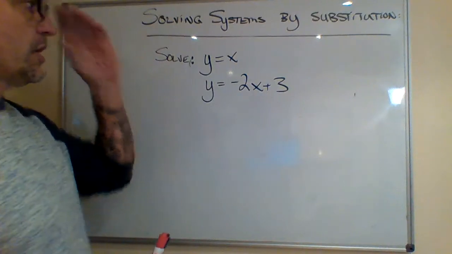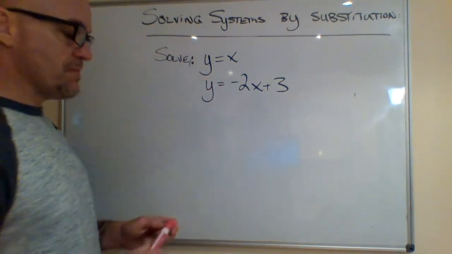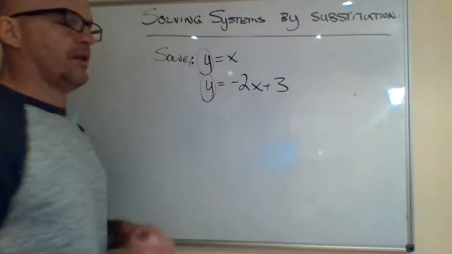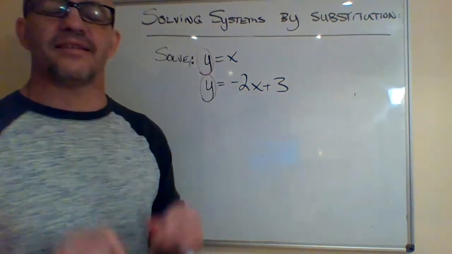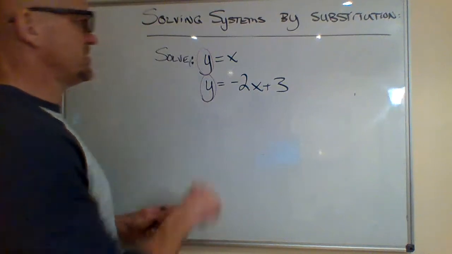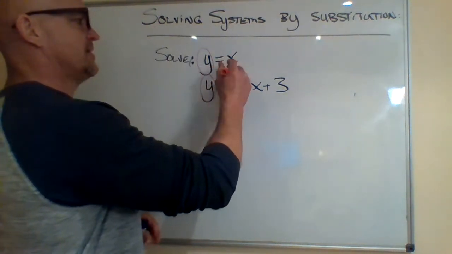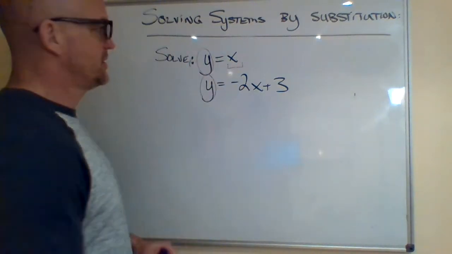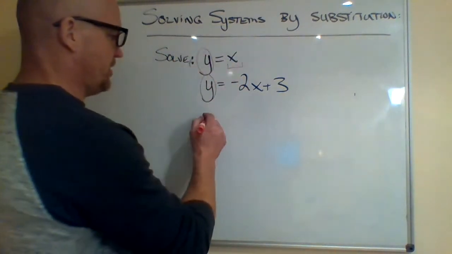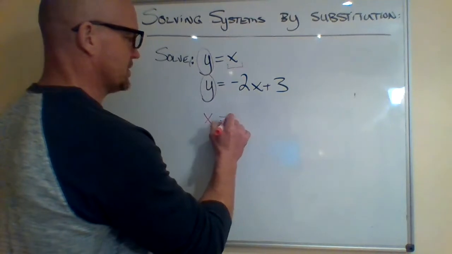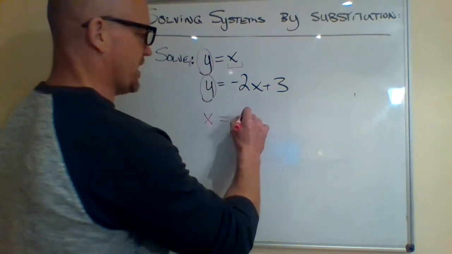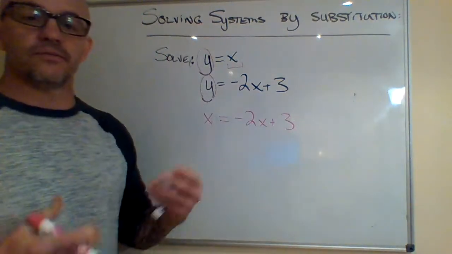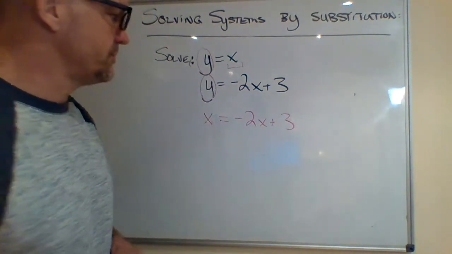So again, we're looking for the point of intersection, which means that this y value and this y value will have the same exact value. Since this y equals x, that means that this y would also equal that x. So I'm going to take that x, I'm going to put it in for that y. That y, of course, was equal to negative 2x plus 3. And now I have an equation with one variable that I can solve.